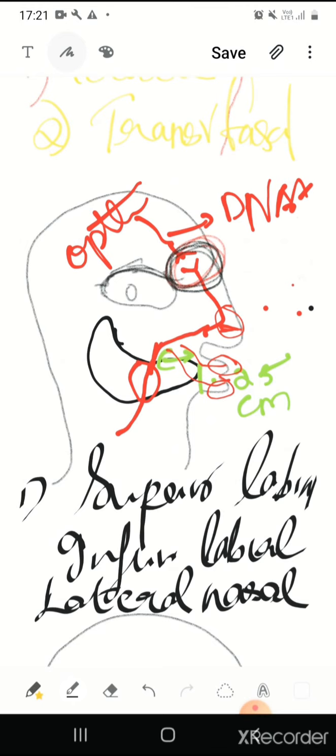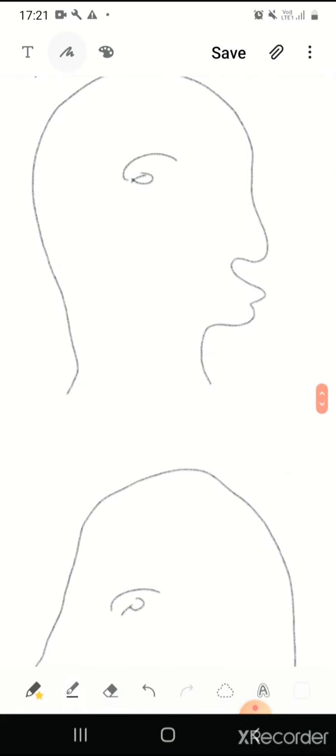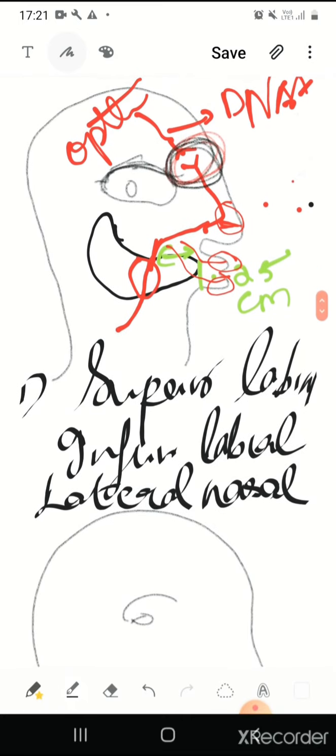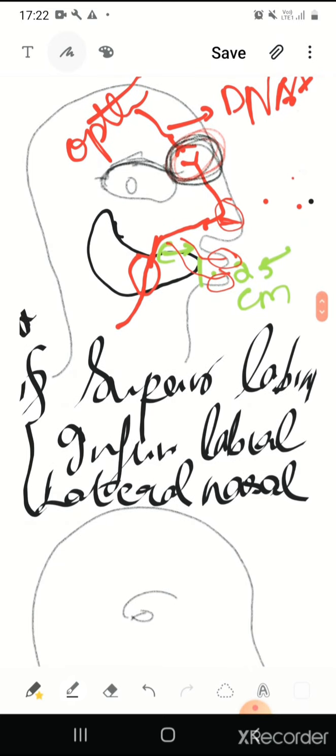So the superior labial supplies the upper lip, as the name suggests. The inferior labial will be supplying the lower lip, as the name suggests, and the lateral nasal will be supplying the ala and the dorsum of the nose. Okay, so that's about the facial artery. And now let's also talk about the anastomosis of the facial artery. So these three branches which we have mentioned here are actually the anterior branches of the facial artery.